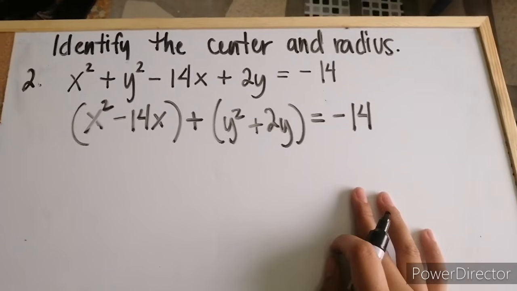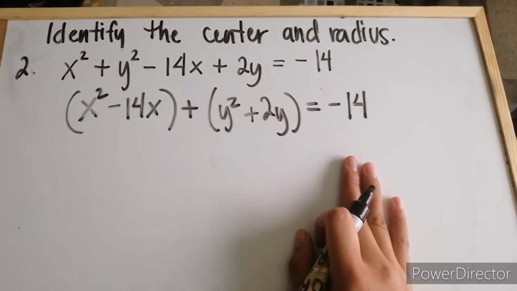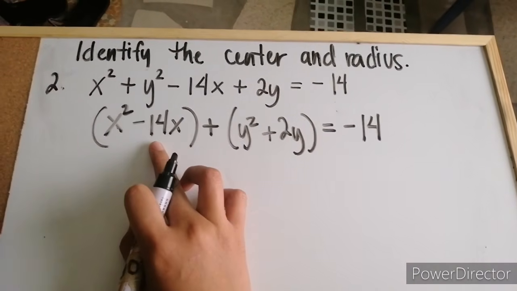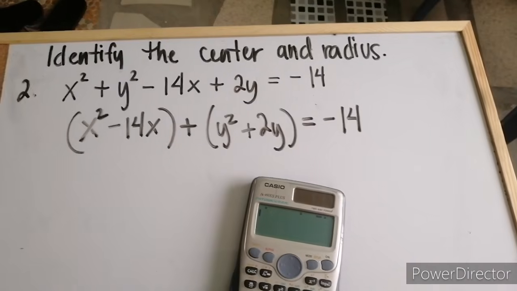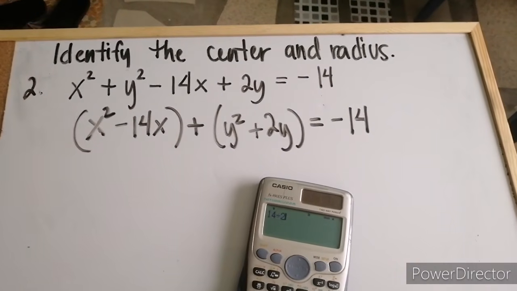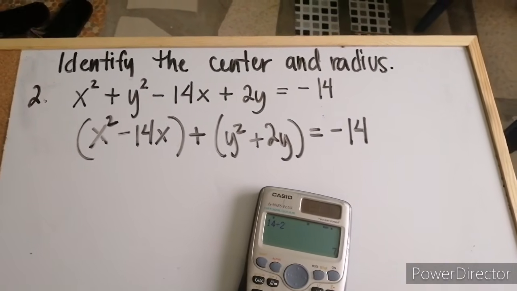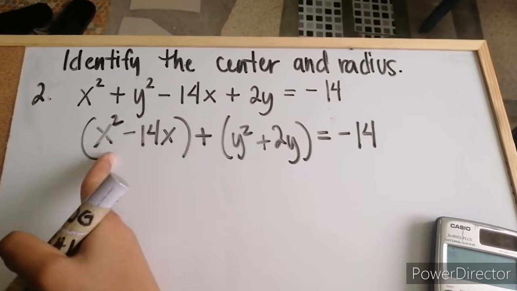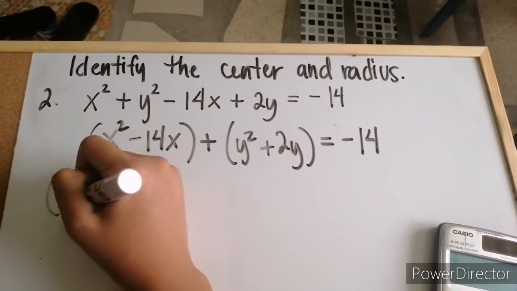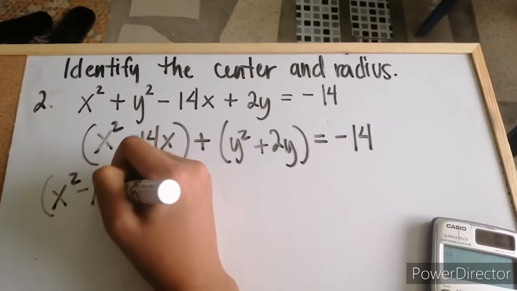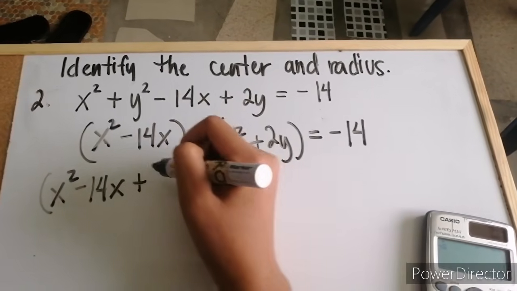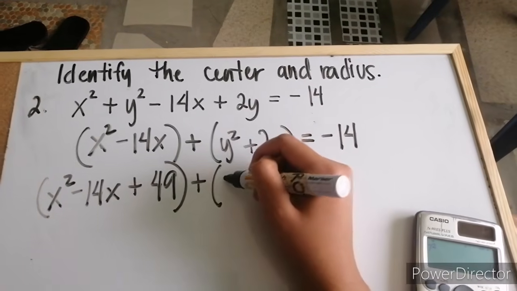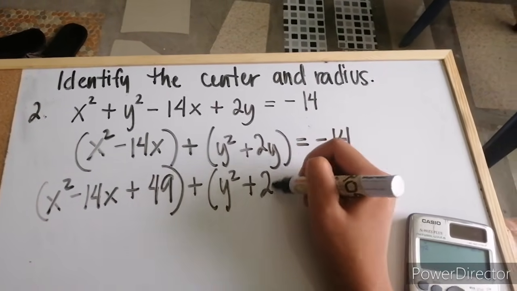Okay, so the next step is to perform completing the square. We take half of the coefficient of x, that is 14, divided by 2, we'll have 7. So 7 squared, that is 49. So from x squared minus 14x, we will now have x squared minus 14x plus 49 plus y squared plus 2y.